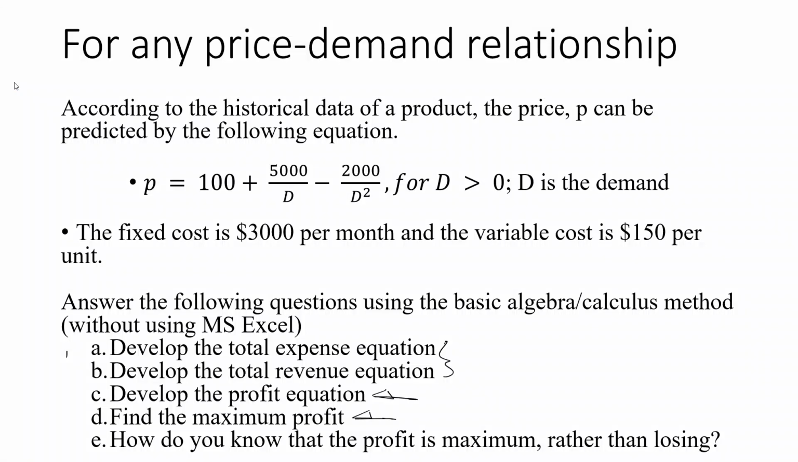This is an example calculation to determine the maximum profit. We have shown in the earlier videos how to find the maximum profit applying the calculus method. However, in that situation, we assumed that the price changes linearly based on the demand. So if the demand increases, price linearly drops like that. So it was a linear equation.